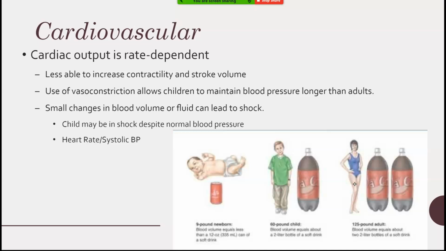Meanwhile, as an adult, you can lose a couple liters, or about a liter of blood or so, before you really start to look bad, depending on how big you are. So you can go and donate a pint of blood without blinking an eye. Babies and children don't have that capacity.